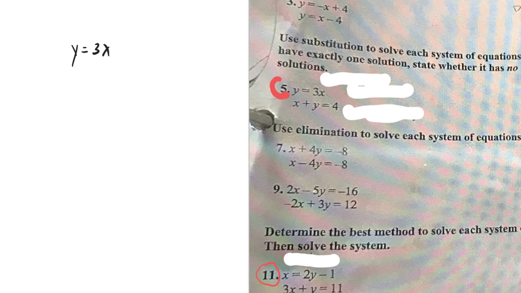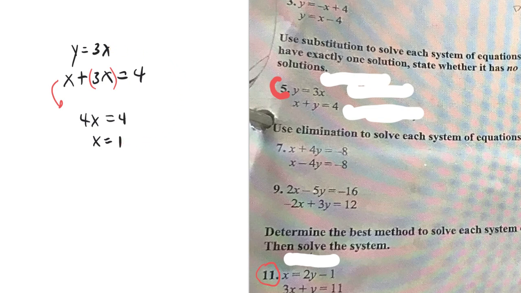So y equals 3x, but for the next equation, I'm going to write x plus, not y, but x plus 3x equals 4. And then we can solve this equation here now that the y had been replaced with a 3x. So that's going to become 4x equals 4. Let's divide both sides by 4. You would have x equals 1. We have solved at least half of the system by understanding that x equals 1. And at that point, you're just going to plug that 1 back into x.